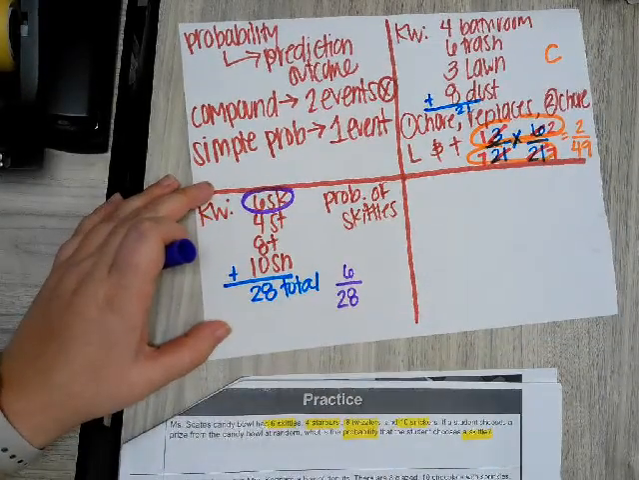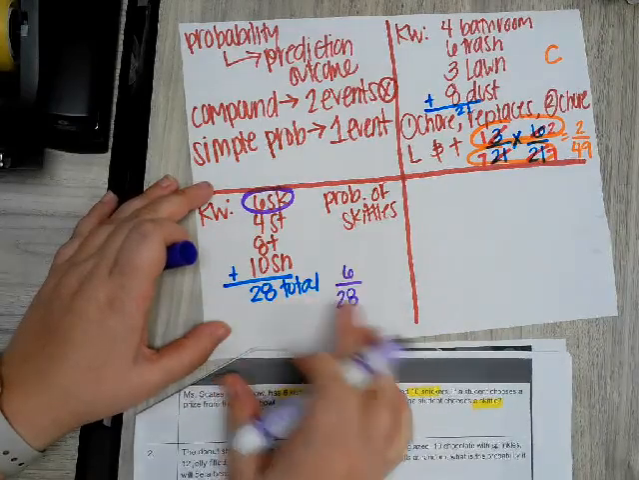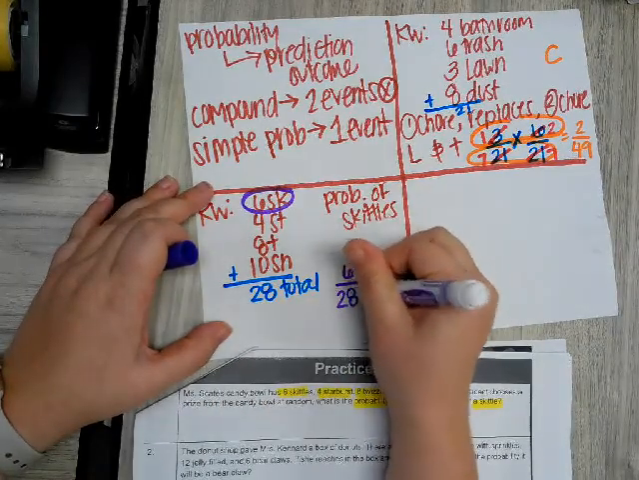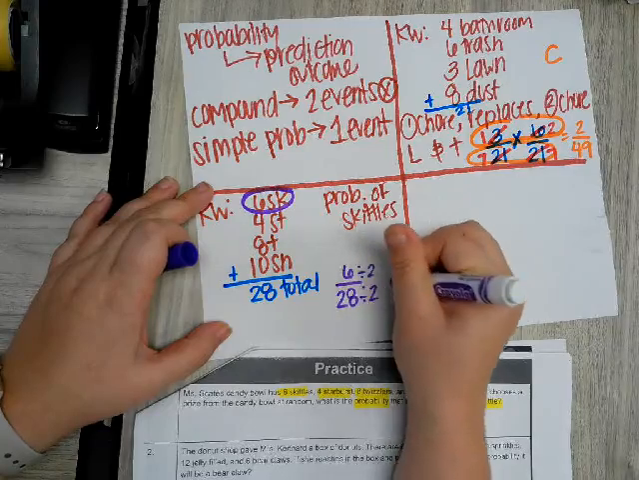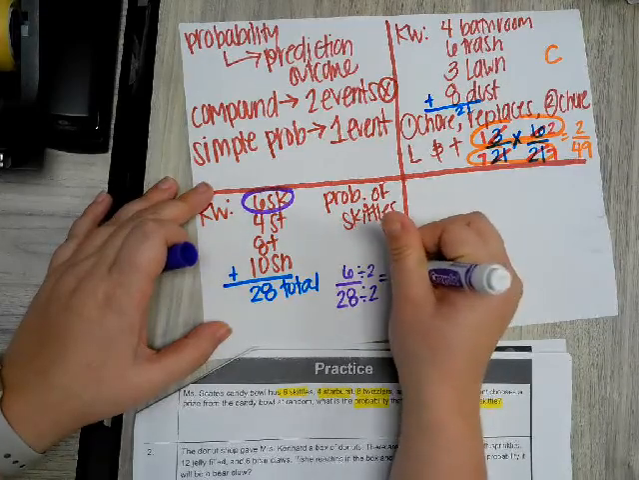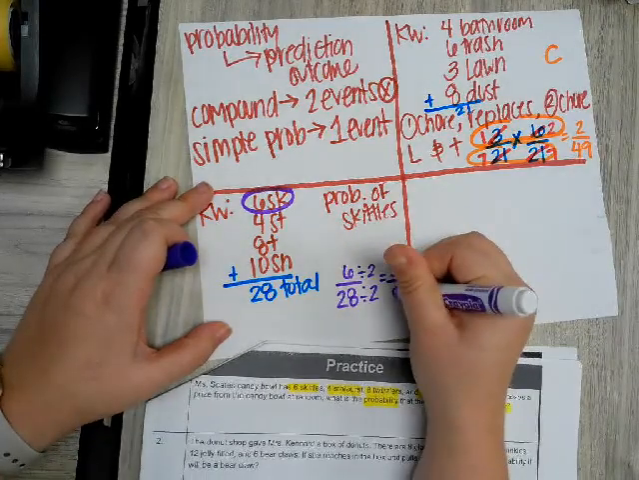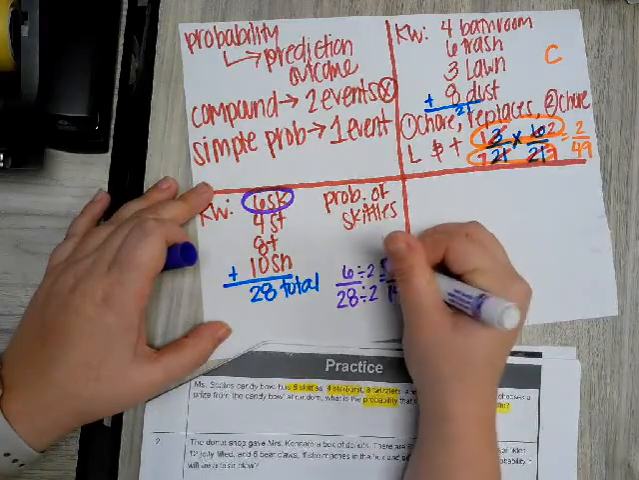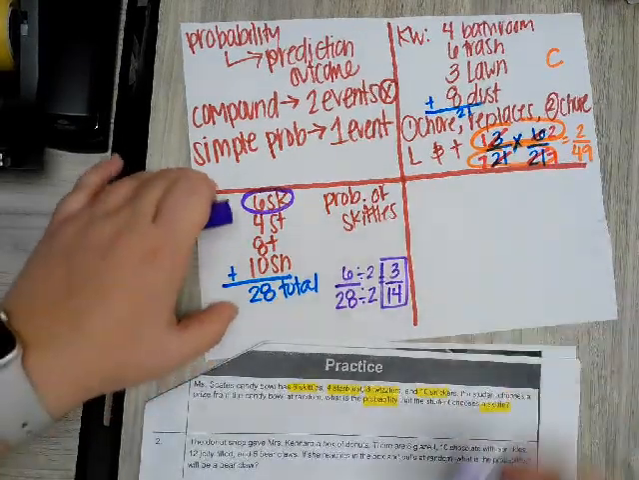I can simplify 6 and 28. They're both even, so I can simplify that by 2. 6 divided by 2 is 3. 28 divided by 2 is 14. I can't simplify that anymore, so my answer is 3 out of 14.